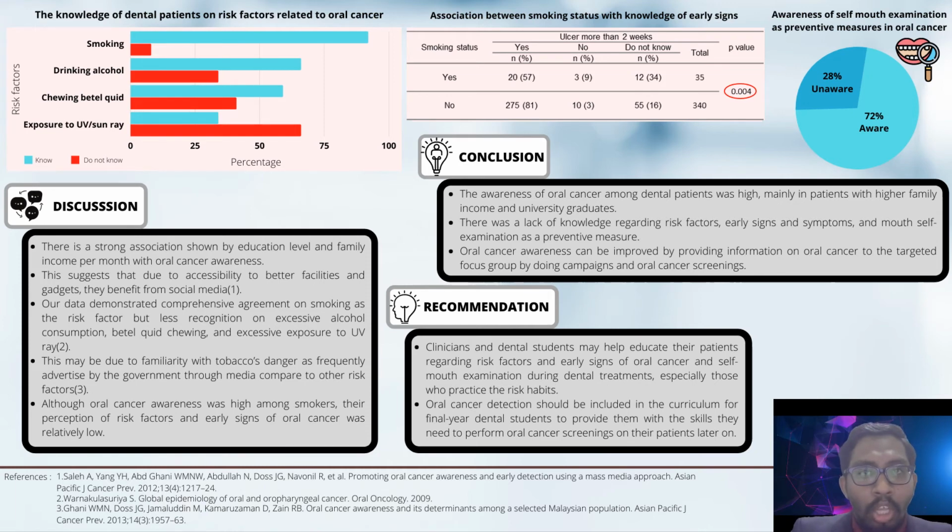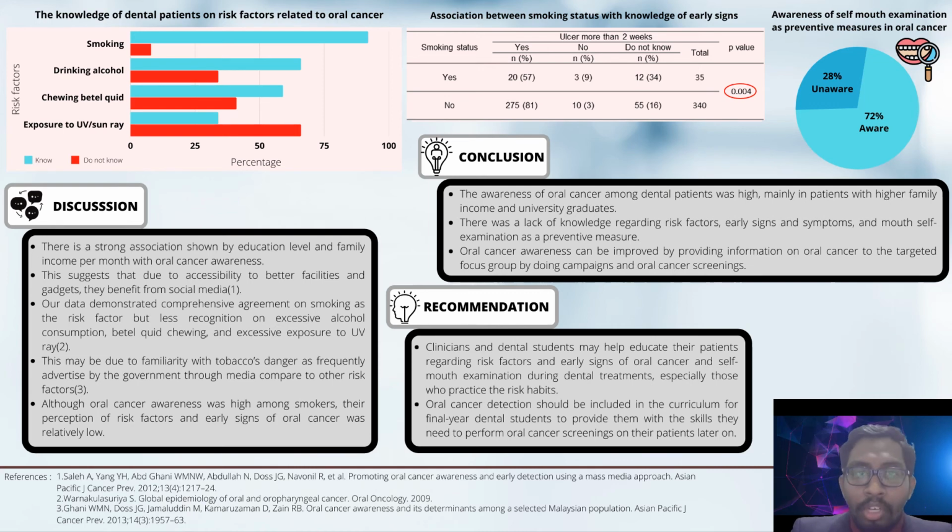The conclusion that we can draw from all the information we gain from this study is that oral cancer awareness among dental patients was high, mainly in patients with university backgrounds and higher family income. Despite the excellent understanding of oral cancer, there was still lack of knowledge regarding risk factors, early signs and symptoms, and mouth self-examination as a preventive step. Oral cancer awareness can be improved by providing information on oral cancer to the targeted focus group.